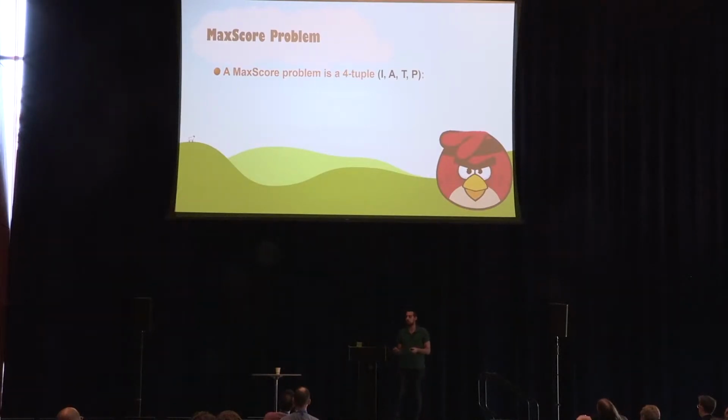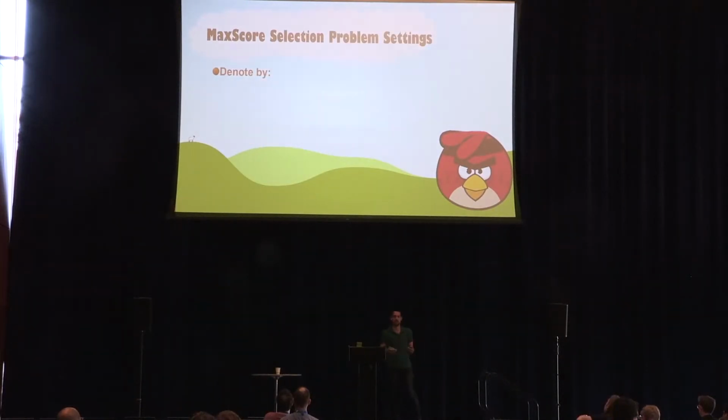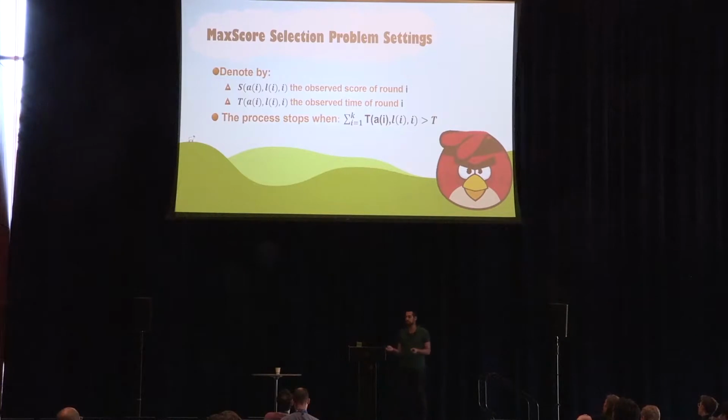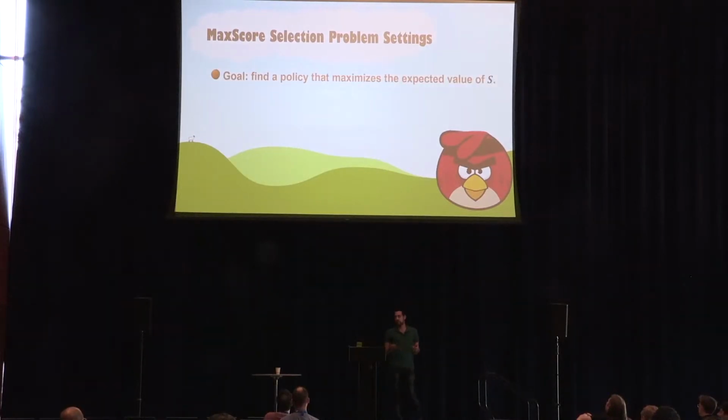We introduced the max score problem, which is a 4-tuple I, A, T, P, where I is the set of problem instances we're trying to solve, A is the set of algorithms, T is the time budget, and P is the performance profile, which is a known distribution over instances and agents. And we denote by S(a, i) the observed score of a round, and T(a, i) the observed time of a round. The process stops at the first round which passes the time budget. And the score of the process is, as I said earlier, the maximum value achieved for each level, for all of the levels in all of the rounds, ignoring the last round which went over time. So the goal is to find a policy that maximizes the expected value of S, the expected utility.